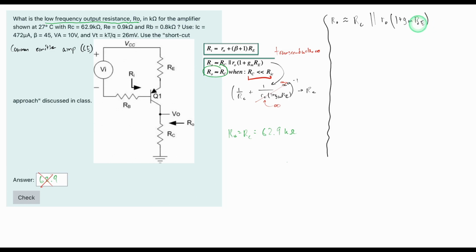Now there are some things that we're going to need to find here. We need to use Ohm's law here, and Ohm's law is voltage over current to get our resistance, and our voltage here is going to be VA divided by our IC.